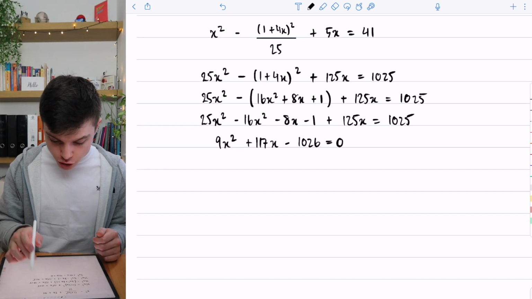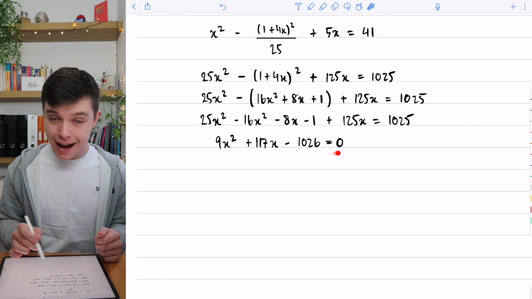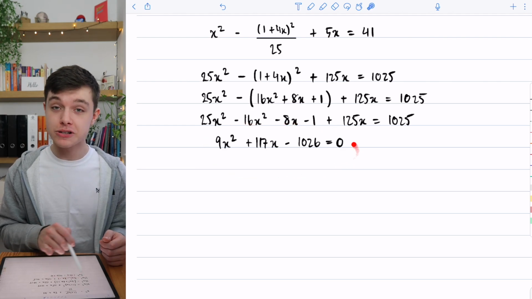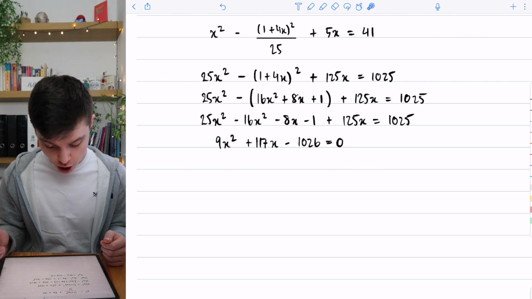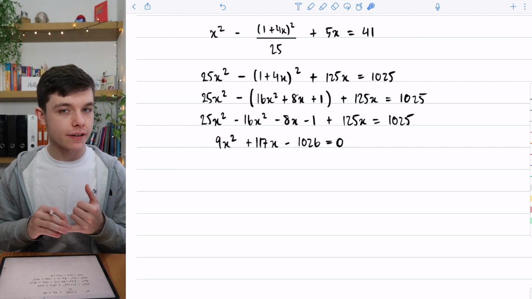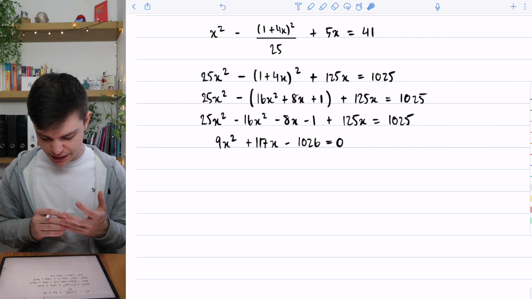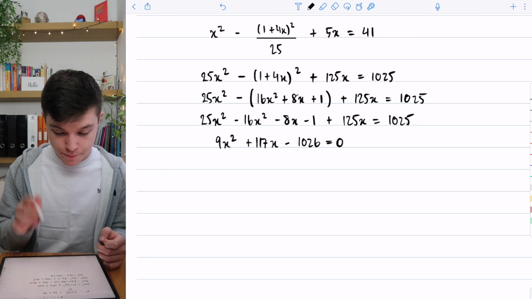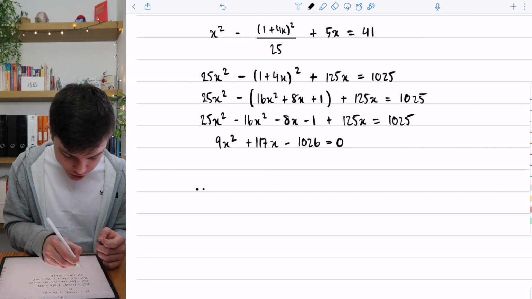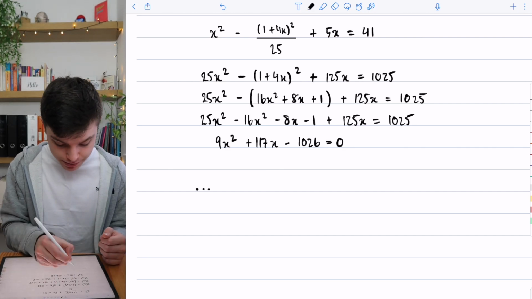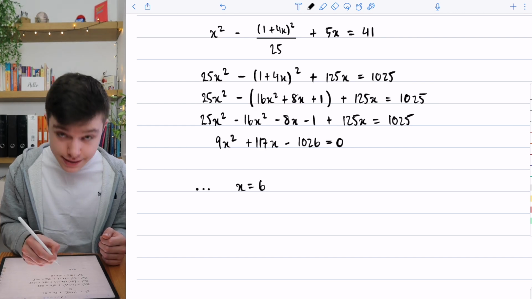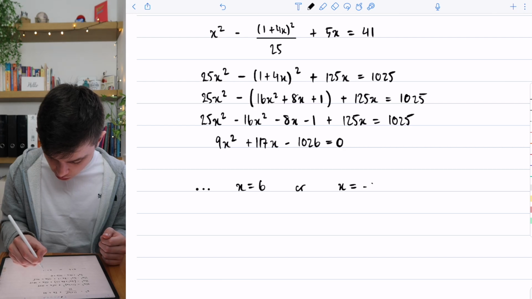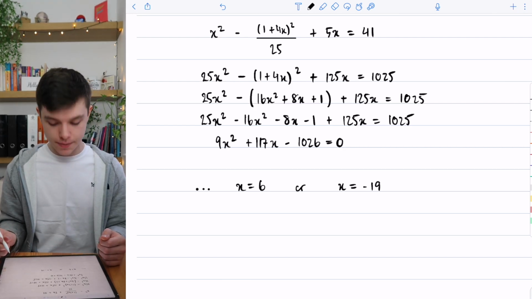Now, with big numbers like this, it might be able to factorise, but I don't want to factorise that in my head, definitely not. So, you can either use the quadratic formula, or you can complete the square. Again, that's a little bit tricky. I would use the quadratic formula. And when you do that, I'll put ... to show I'm missing out some steps here. You should get x is equal to 6, or x is equal to minus 19.